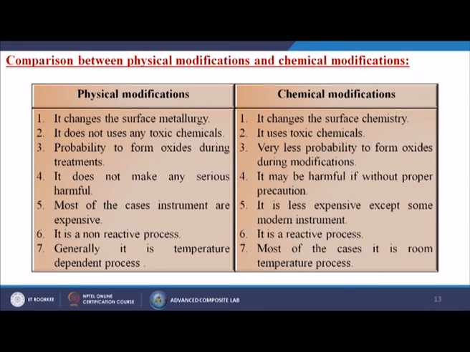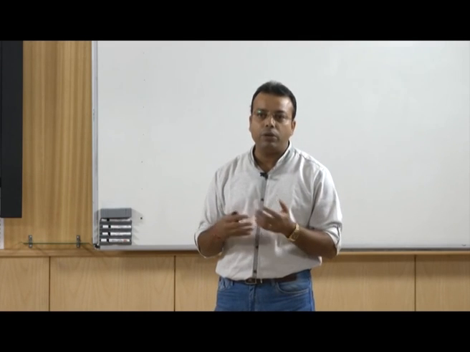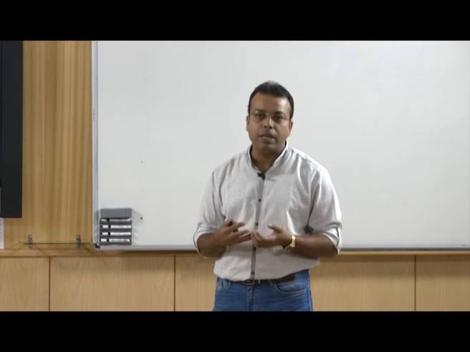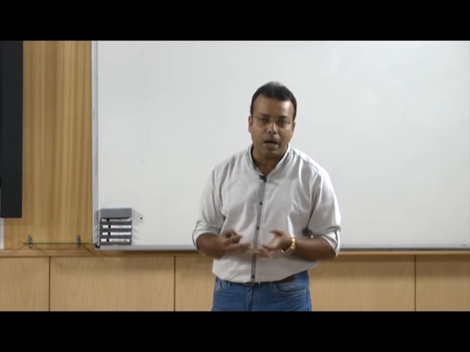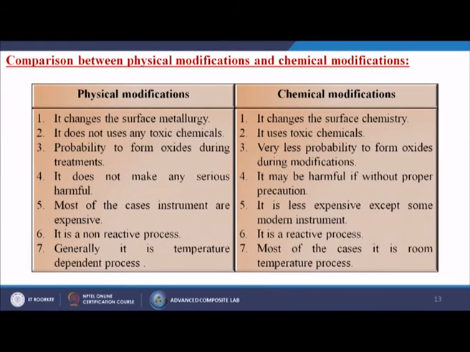Physical modification does not cause any serious harm because it is not generating any kind of toxic gases, but while we are doing some kind of chemical modifications, there can be generation of toxic gases which can be harmful to the environment. Most of the cases instruments are expensive in chemical modification. Physical modifications are less expensive except where some modern instrument is needed. Physical modification is a non-reactive process, whereas chemical modification is a reactive process because a reaction is taking place. Generally it is a temperature dependent process; in most cases it is a room temperature process, or sometimes you need some controlled temperature or atmosphere too for some special cases.